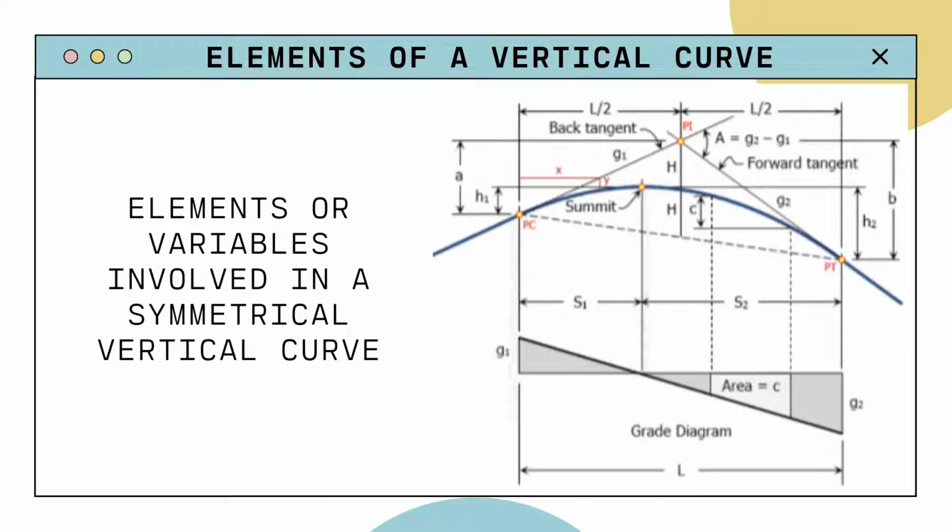Okay, so now we move on to the elements of the vertical curve. Of course, these are the elements or variables involved in a symmetrical vertical curve. So take note, this applies for symmetrical curves. Asymmetrical curves have different concepts, but they are closely related and similar to this. All of the variables that you see in the picture on the right play a role and have a function in the vertical curve. It's important to learn the elements first before delving into the formulas, derivations, and solutions. So let's first tackle each and every one of these elements. Let's go.